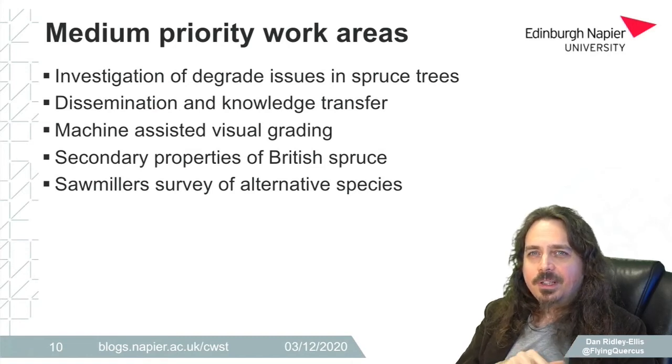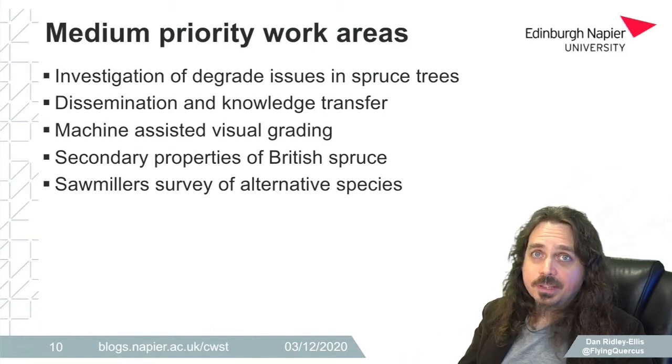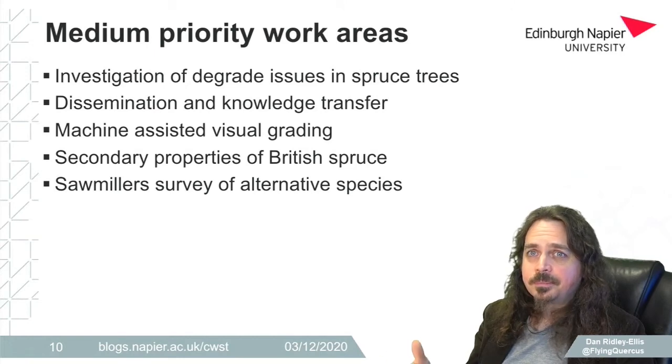We're interested as well in looking at machine-assisted visual grading. So there is a new class of grading machine which is cheap and portable, potentially usable in the smaller mills that would be at the moment using visual grading. And as well, this is something that might actually make it easier to get these alternative species to market with a combination of machine and visual grading.